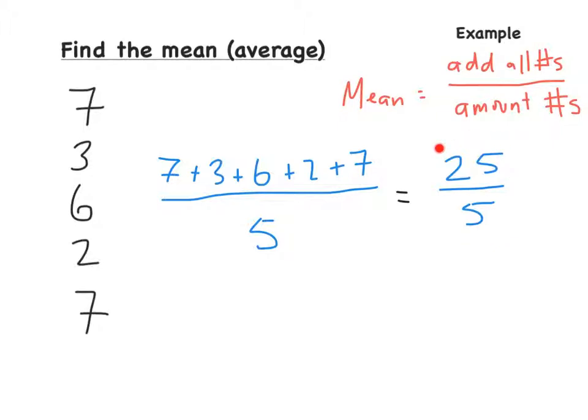Remember, this is a positive 25 divided by a positive 5. How many times does 5 go into 25? That answer is 5 times. So our final answer, the average of 7, 3, 6, 2, and 7 is 5.